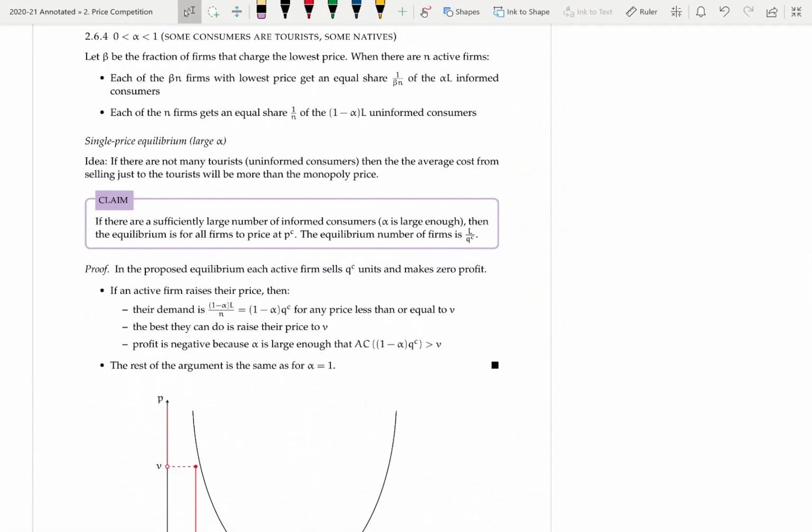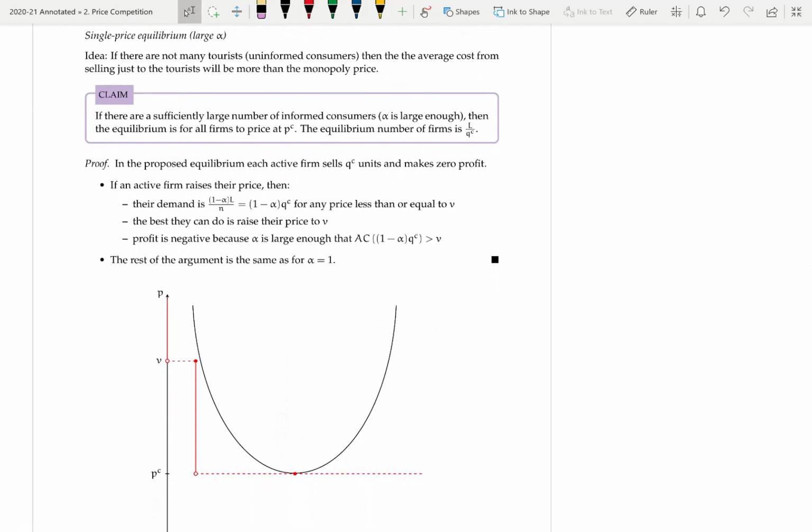Now we're going to look at intermediate cases where there are some of both types of consumer. There are some tourists, there are some natives. Before we do that, we need to introduce some notation. Beta is the fraction of firms that charge the lowest price. So they are the fraction of firms that will sell to the natives. When there are N active firms, there are going to be beta N firms with the lowest price, and they're going to get an equal share, 1 over beta N, of the informed consumers. All of the N firms are going to get an equal share, 1 over N, of the uninformed consumers.